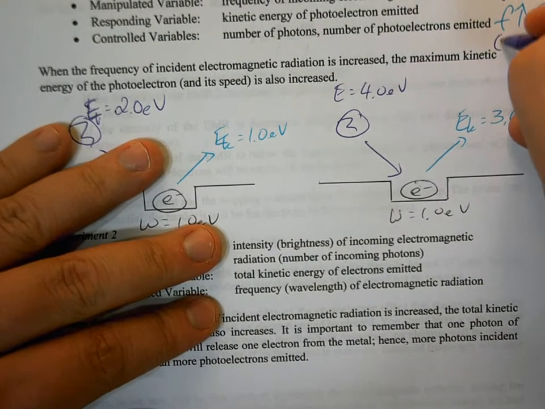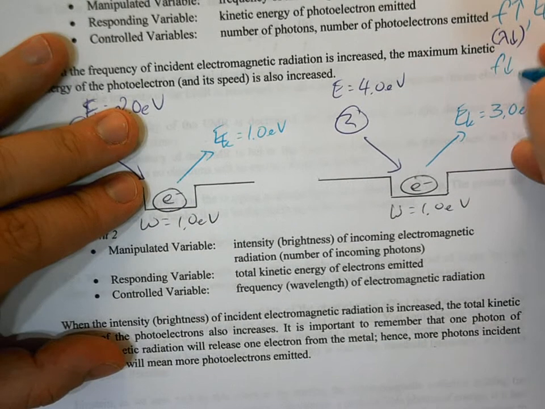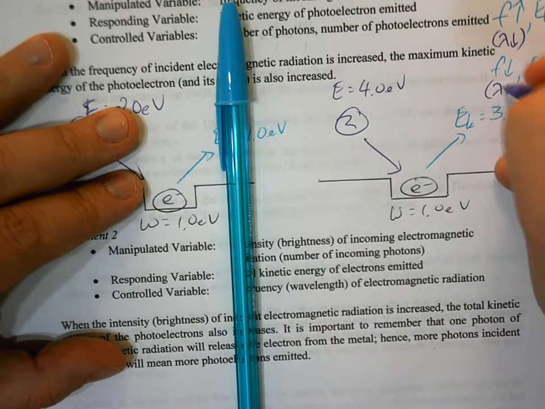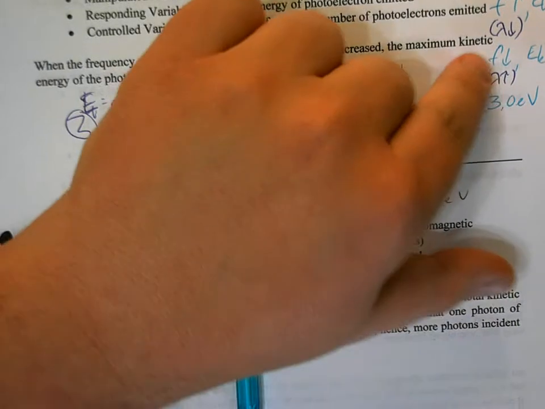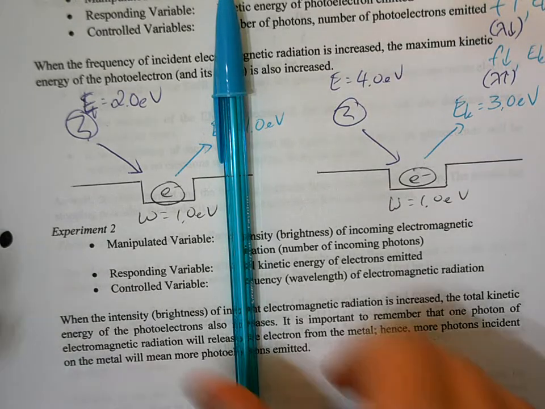Or instead of frequency up, we could say wavelength goes down. Conversely, if the frequency goes down, the kinetic energy is going to go down as well. Or we could say wavelength is going up. But keep in mind, frequency going down, it'll go down to a point. Once it goes below the threshold frequency, we don't have to worry about photo emission.